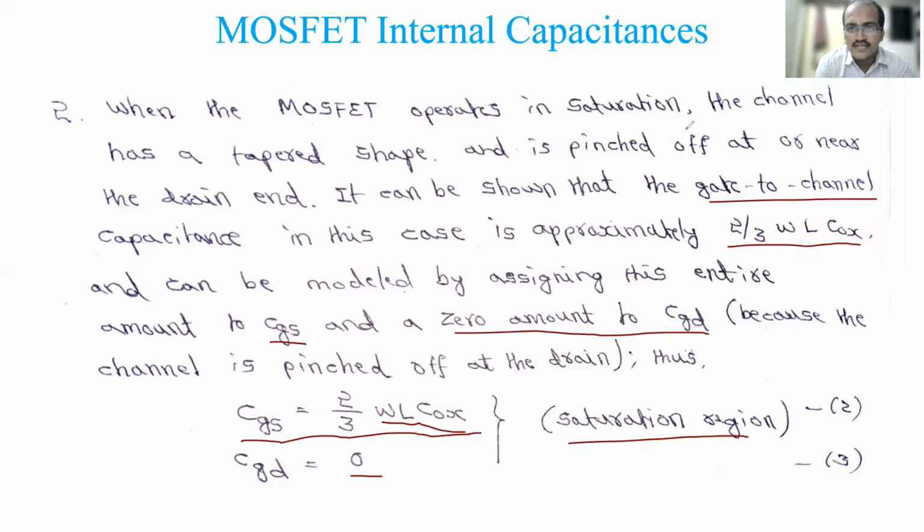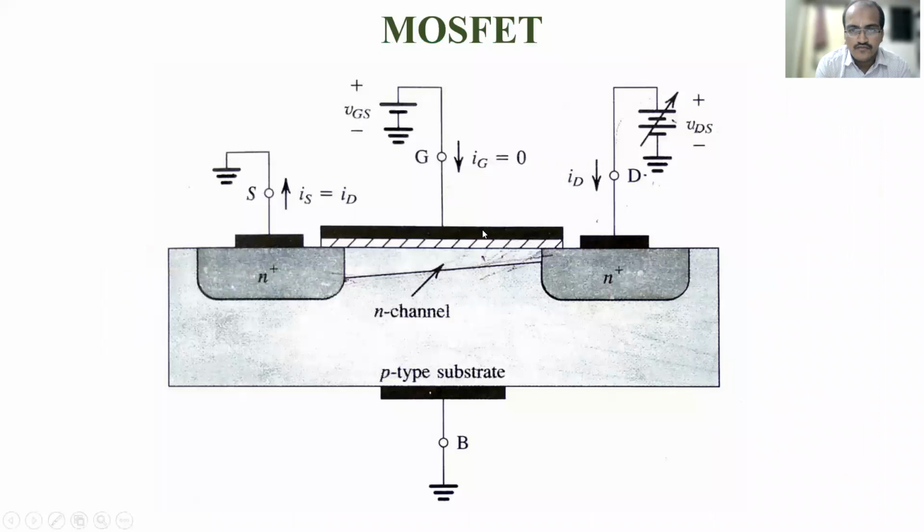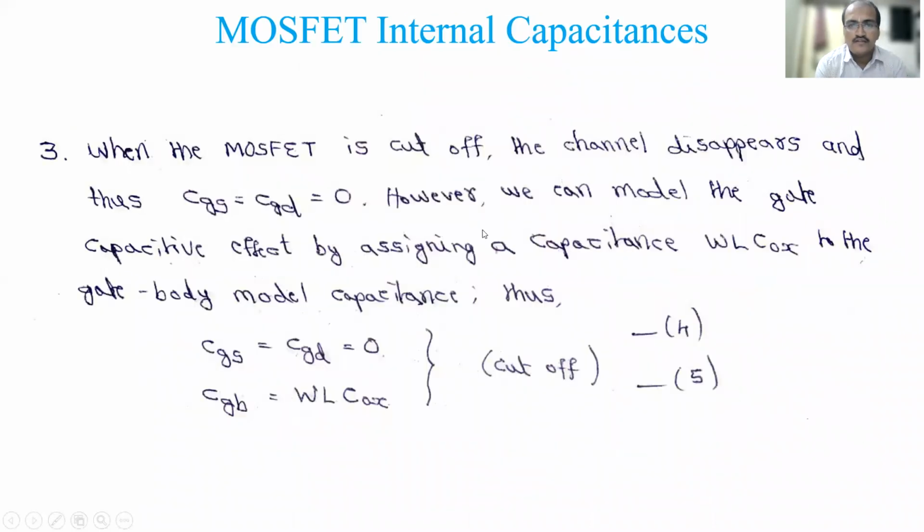So now next case, we'll consider the cutoff region. So this was the saturation region. Cutoff region means there is no channel there. The channel has disappeared. When the MOSFET is cut off, VDS is not applied and VGS also is not applied, so the channel will disappear. And then there is no capacitance, so the CGS value equals the CGD value equals 0.